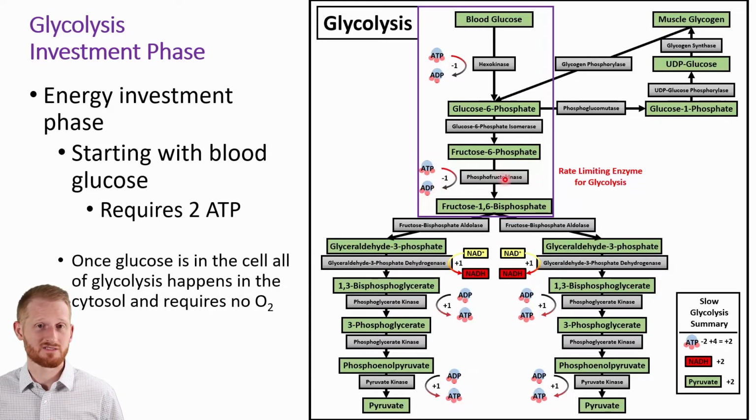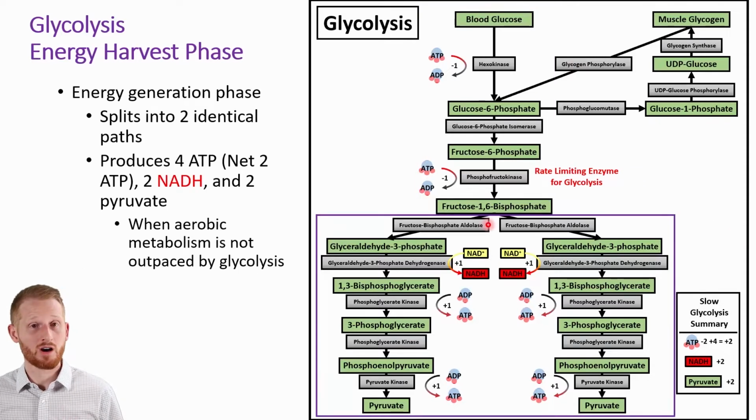This entire process of glycolysis, once it's no longer in the blood and actually in the cell, is going to happen in the cytosol, and it's going to happen anaerobically, so we don't need oxygen in order to do that. So that's both for the investment phase and what we're going to be talking about next, which is the harvest phase. In the harvest phase, the fructose 1,6-bisphosphate actually splits into two molecules, and when it does that, it goes down two parallel paths that are identical. Okay, so if you know one path, you know the other path.